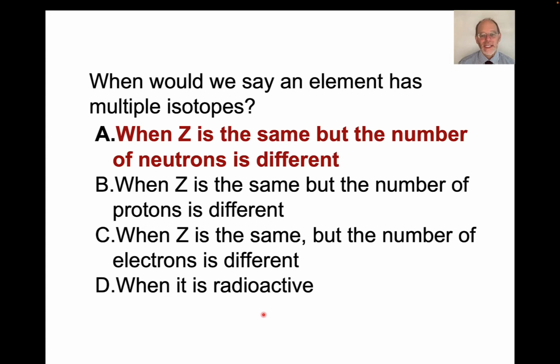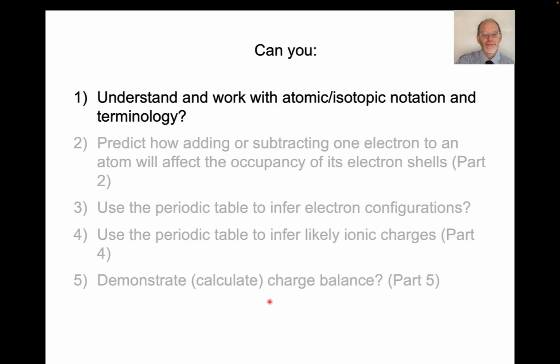And the answer is when Z is the same, but the number of neutrons is different. Z is the atomic number. It's the number of protons. So every specific element, oxygen, chlorine, iron, whatever, each atom of those elements has the same number of protons, but different isotopes will have a different number of neutrons. And whether an element or isotope is radioactive says nothing about whether it has one or more isotopes. So at this point, especially in the context of the first lecture in this series, I hope that you'd be able to understand and work with atomic and isotopic notation.